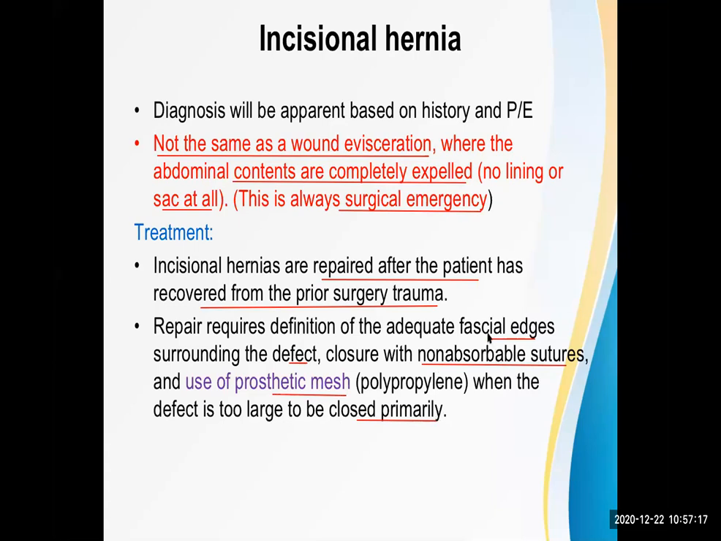You have to mainly focus on the fascia there. The fascia should be sutured well, and usually non-absorbable sutures are used, like Prolene. Okay, Prolene is a good example here. And if the defect is a bit bigger, then you can put a prosthetic mesh there. Okay, this is known as a repair surgery. So this is about incisional hernia.